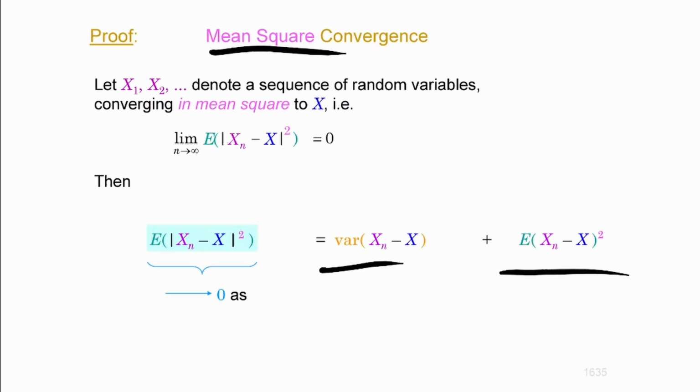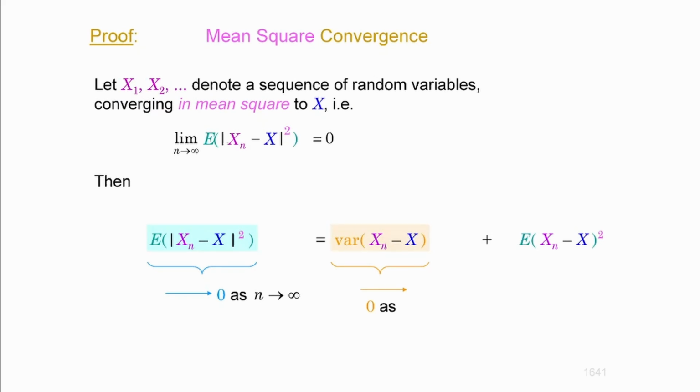Why? Because this is something which is positive. That is something which is positive. And that cannot be negative either because it's a square, right? The expectation of the square. So again, both are positive. So if both are positive, but they're converging to 0, then they must converge to 0 respectively also. And that is a convergence. So the variance converges to 0, which means that they do.